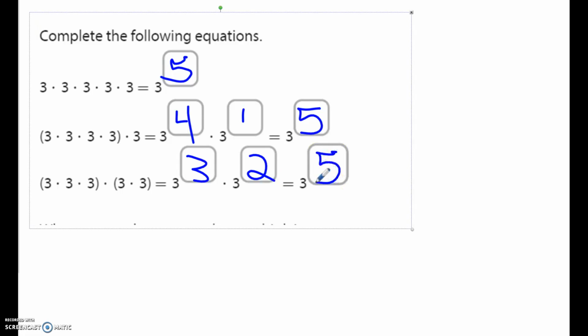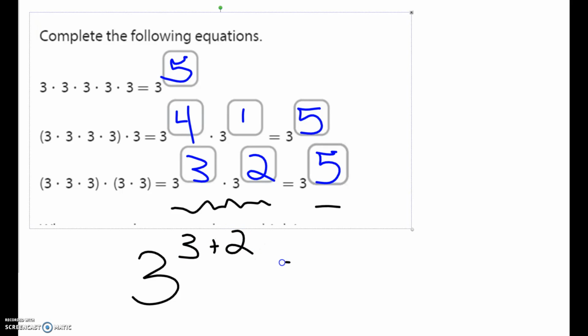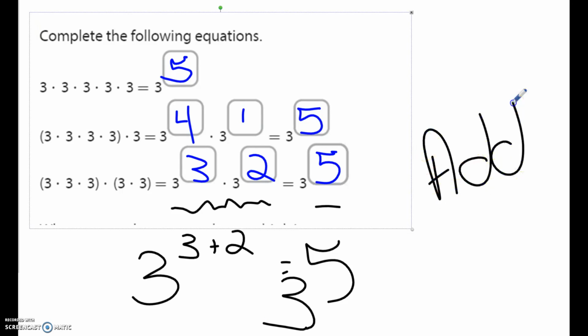What can you guys tell me? What does it look like we're doing, especially with the groupings? How do we start with 3 to the 3rd, 3 to the 2nd, and end up with 3 to the 5th? It looks like we did 3 to the 3rd plus 2 equals 3 to the 5th. It's a really big exponent, sorry. It looks like we were adding our exponents.